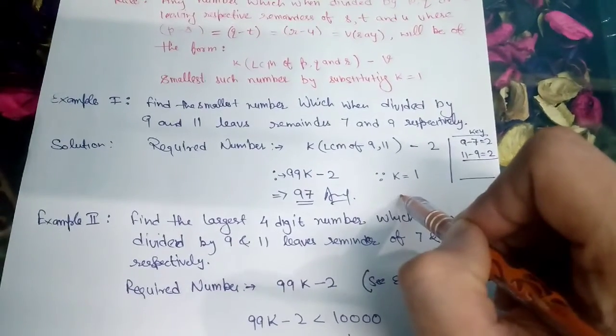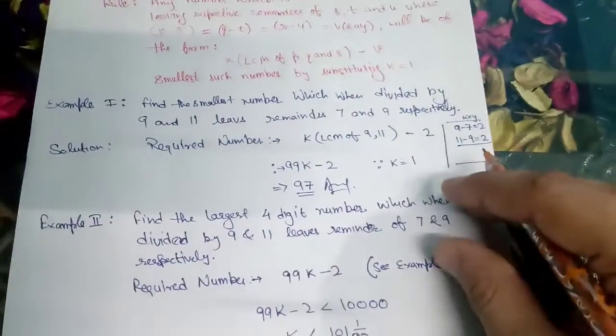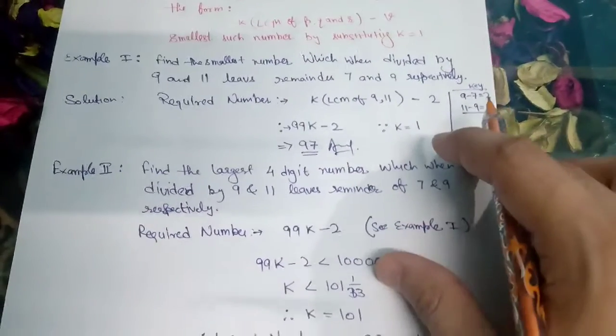Here we cannot put k equal to 0, because if we put k equal to 0 it becomes minus 2, which is irrelevant. So we need to put k equal to 1 to find the smallest such number.